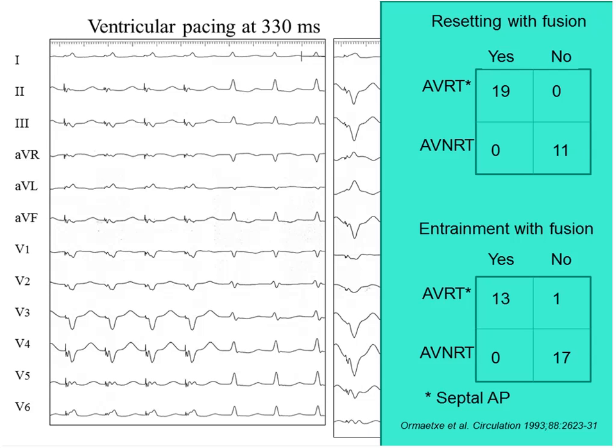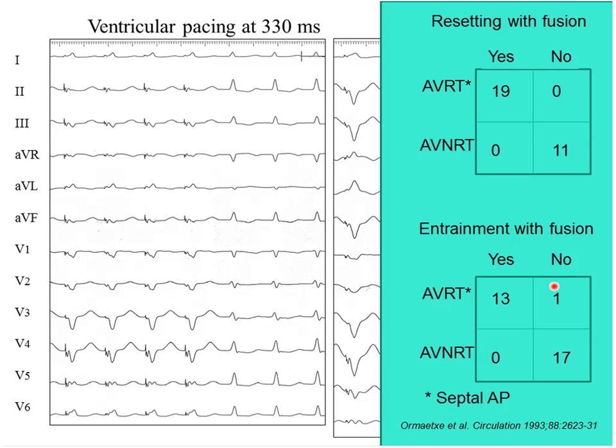With septal accessory pathway, you usually see fusion, but as Fernando mentioned, occasionally you may not see it. And that is because you are pacing too fast. You would like to try to pace as slow as possible.